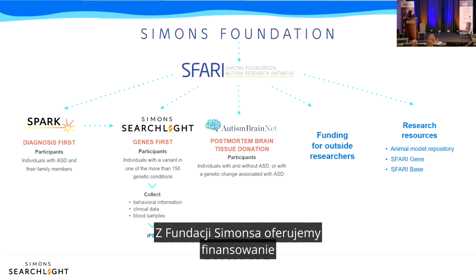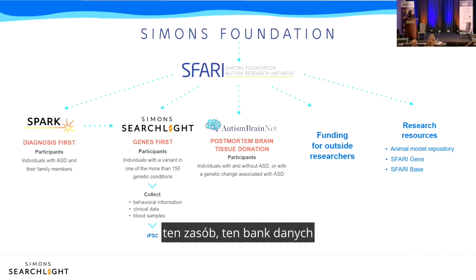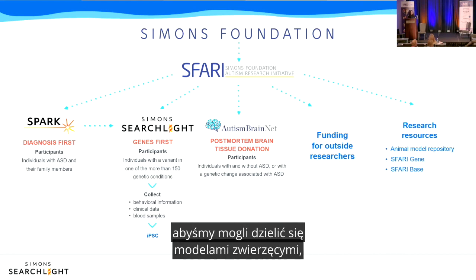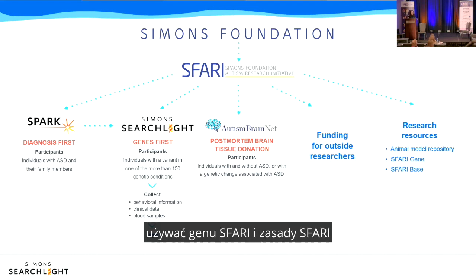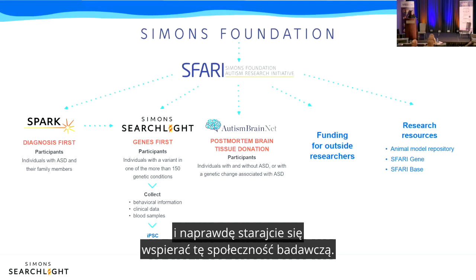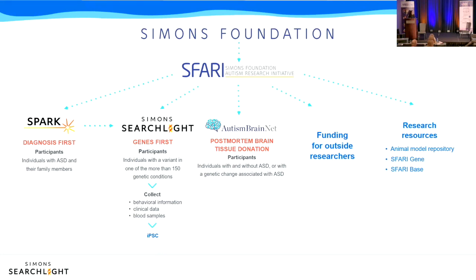We do, from Simons Foundation, offer funding for outside researchers. As you've heard, many of the people here have had funding from Simons Foundation. And as mentioned, they really are trying to build that resource, that data bank, so that we can share the animal models, use the SFARI Gene and SFARI Base, and really try to foster that research community.